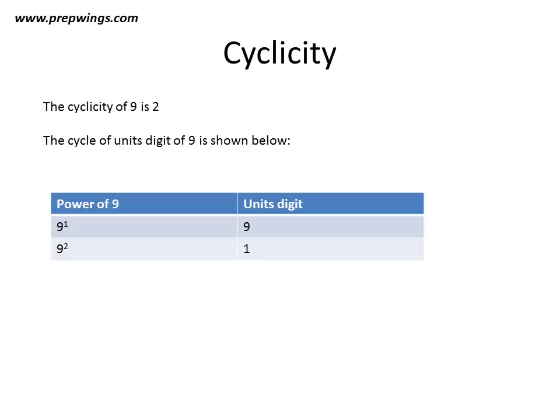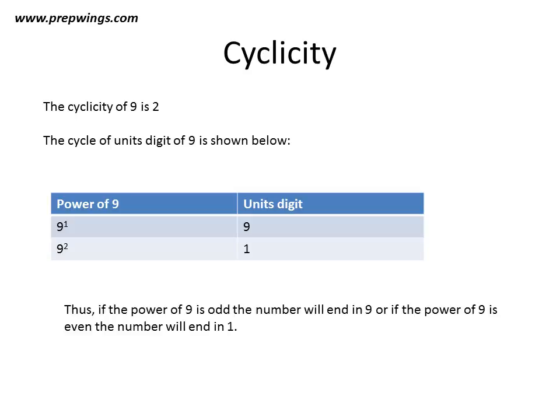Now looking at the cyclicity of 9, the cyclicity of 9 is 2. It is similar to 4. So if the power of 9 is odd, the result will end in 9, or if the power of 9 is even, then the number will end in 1.